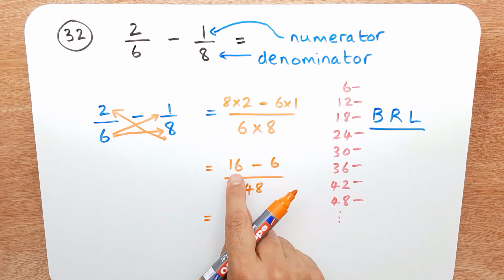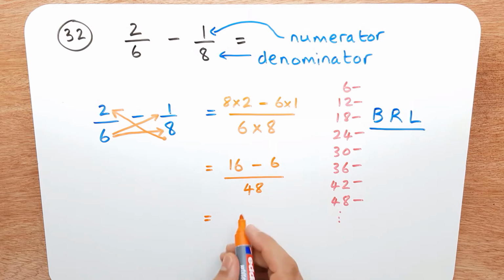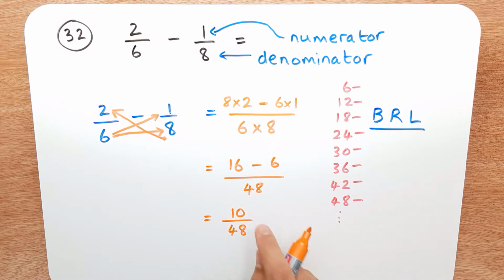Now simply we do 16 take away 6, which is 10, divided by 48. So 10 48ths. Now I can simplify this.